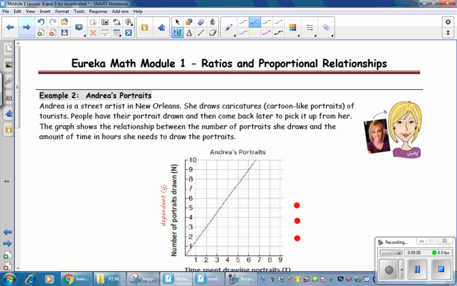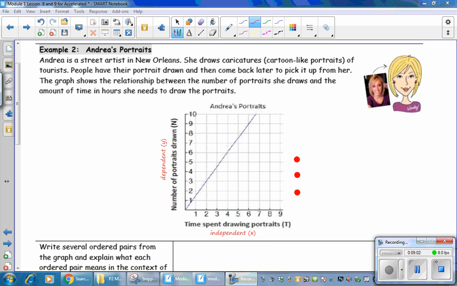In the next example, Andrea is a street artist in New Orleans. She draws caricatures, which are cartoon-like portraits of tourists. People have their portrait drawn and then come back later to pick it up from her. This graph shows the relationship between the number of portraits she draws and the amount of time in hours she needed to draw the portraits.